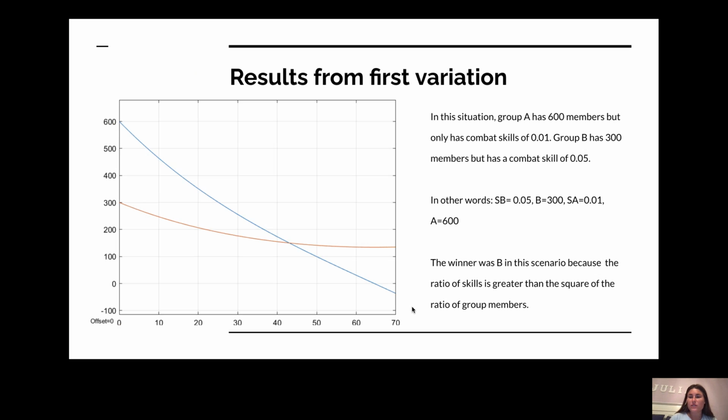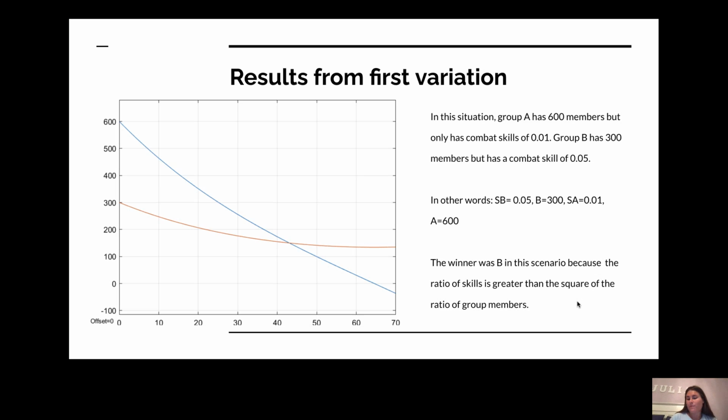So the results from our first variation: in this situation, we had Group A set to 600 members with a combat skill of 0.01, and Group B set to 300 members, but having a combat skill of 0.05. As you can see, Team A is in blue, and Team B is in this orange color. And the winner in this scenario was B because the ratio of skills is greater than the square of the ratio of group members.